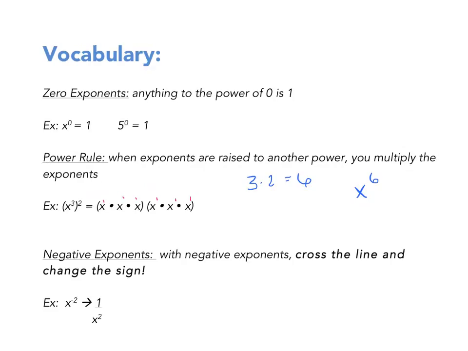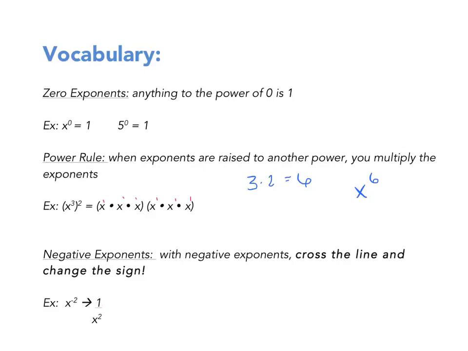And then with negative exponents, this is probably the trickiest rule, and we're going to go over this in an example later. Negative exponents, there's this rhyme you can remember: cross the line and change the sign. Basically what that is, if you have a negative exponent, whether it's in the denominator or the numerator, it needs to change its position. If it's in the numerator, like this example with x to the negative second, it needs to go down to the denominator, and we just put a 1 over it.